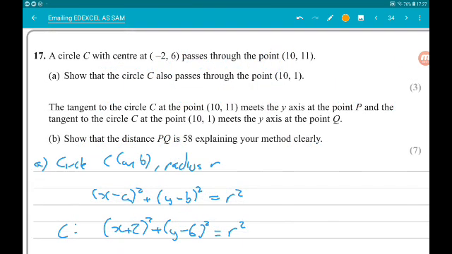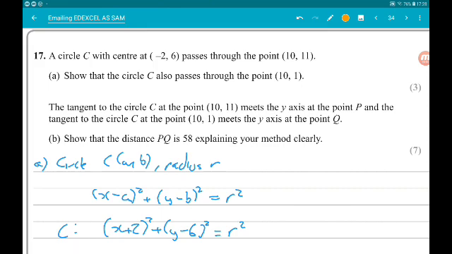Okay, then part B for 7 marks. The tangent to the circle C at the point (10, 11) meets the y-axis at point P, and the tangent to the circle C at point (10, 1) meets the y-axis at point Q. We want to show that the distance PQ is 58, explaining your method clearly. Okay, so what we're going to need to do is work out the equation of each of these tangents, find their y-intercepts, and then find the distance between the y-intercepts.